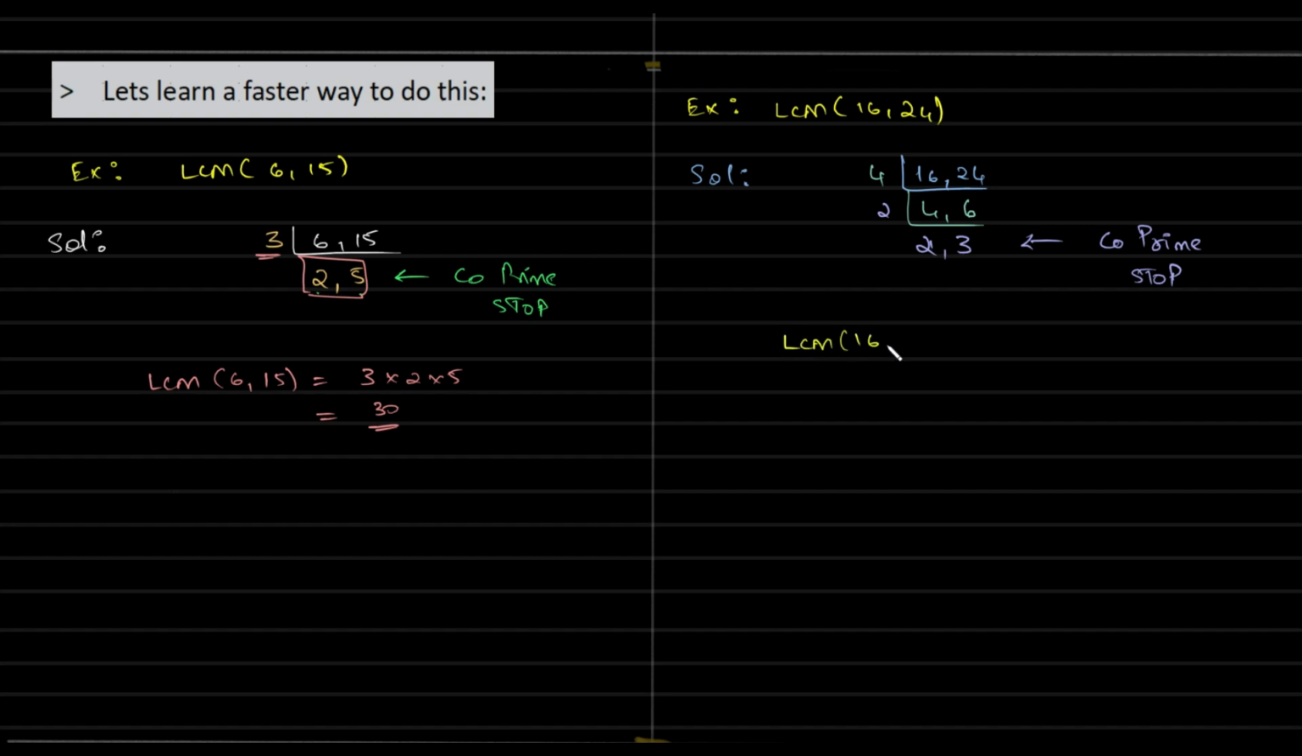LCM of 16 and 24 is the product of 4, 2, 2 and 3. Again, you need not start with prime numbers or always have prime numbers in this process. You can always go with any composite number as well. So the product over here is what? 8, 16, 48.